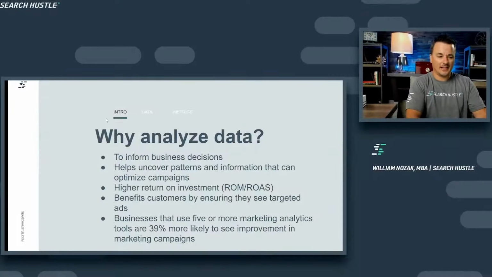Why analyze data? To inform business decisions. We're going to spend money on things and on channels and on ad spend, on maybe some affiliate marketing. And we need to understand what's the return on that investment, what's the return on that ad spend. So it's going to help us uncover patterns, which can be important and deceptive at the same time.